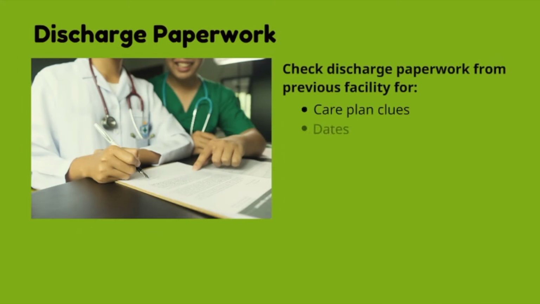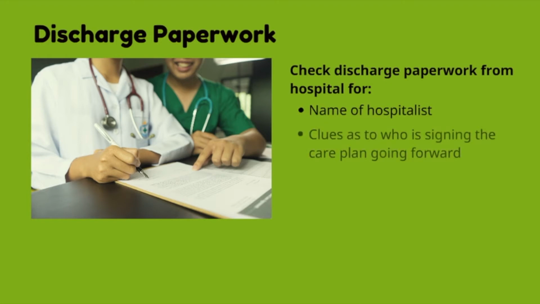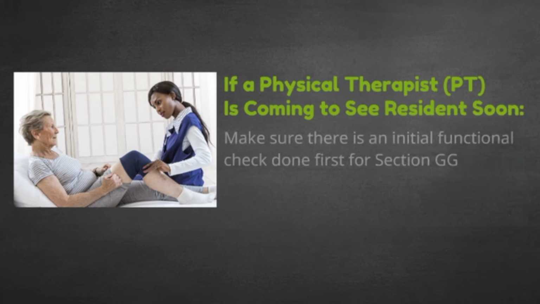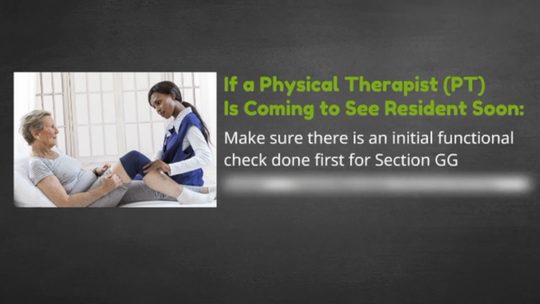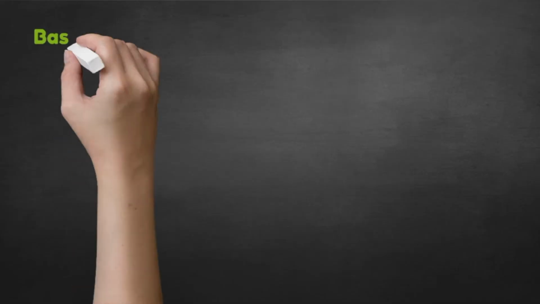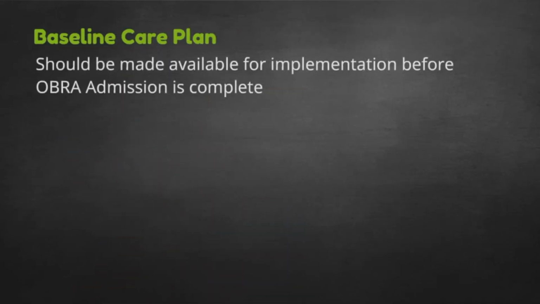Check the discharge paperwork from the previous facility for care plan clues, dates, diagnosis, and medications. Check the discharge paperwork for the name of the hospitalist and clues as to who is signing the care plan going forward. If a physical therapist or PT is coming to see the resident very soon, make sure there is an initial functional check done first for Section GG. The baseline care plan should be available for implementation before the OBRA admission is complete.